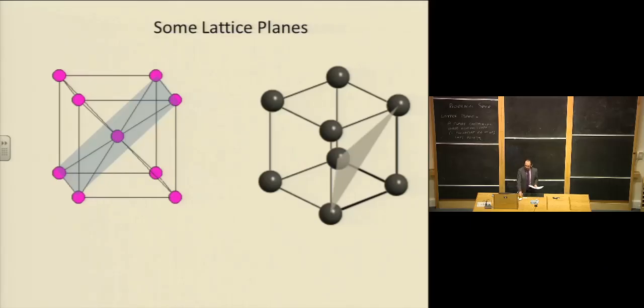So here's some pictures of lattice planes. Here on the left we have a BCC lattice. There's a plane cutting through 3 points. Therefore, if you continue it out to infinity, it will cut through an infinite number of points. That's a lattice plane. On the right is a simple cubic lattice. There's a plane that cuts through 3 lattice points. If you continue it out to infinity, it cuts through an infinite number of lattice points.